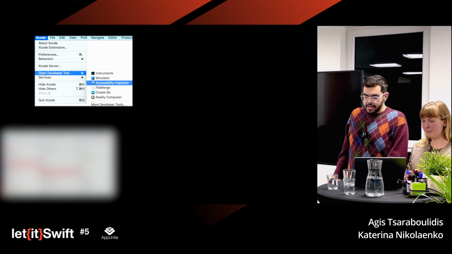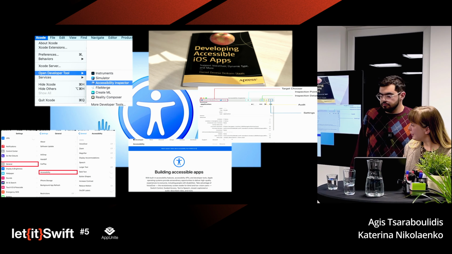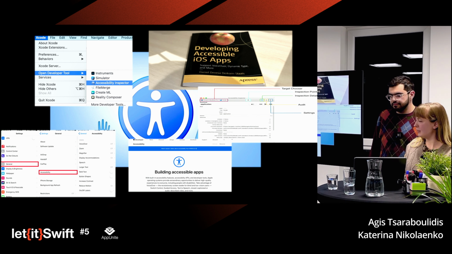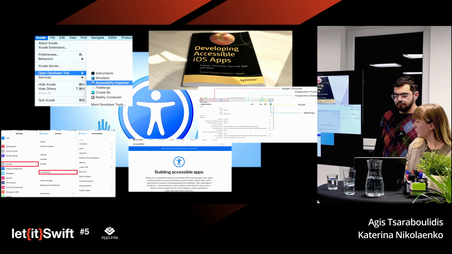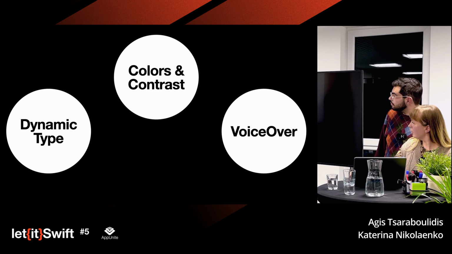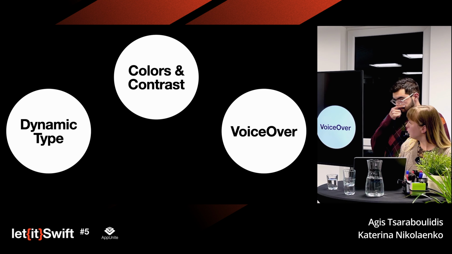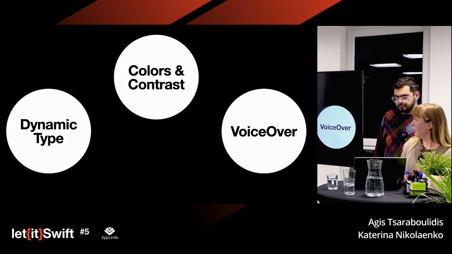But we took a step back and we understood that we needed to do our own research to make sure that we have enough knowledge about accessibility and that we don't miss anything important. So we started with reading Apple guidelines, checking tools, books, and also having the review from our client. We came up with a plan, and it was like this. We defined 3 areas that we need to work with: dynamic type, colors and contrast, and voiceover. Now we will talk more about all of these areas.